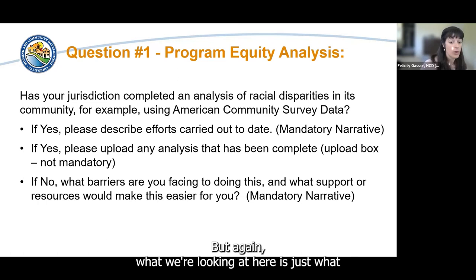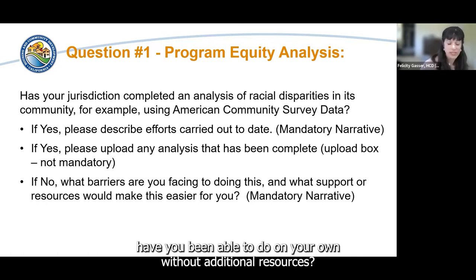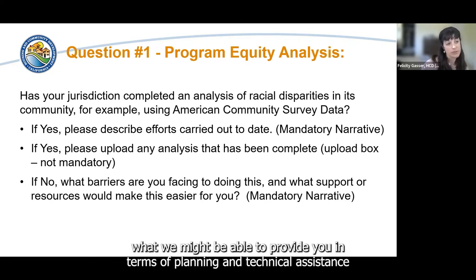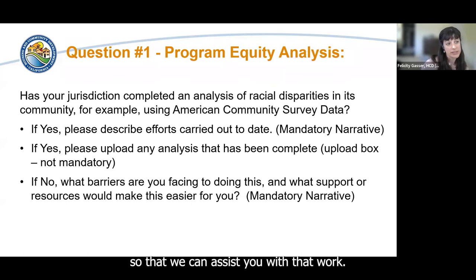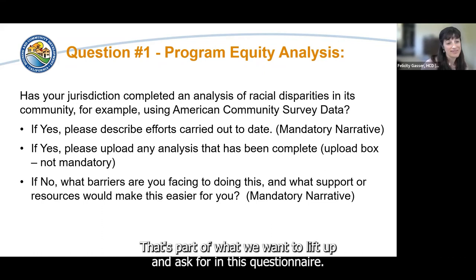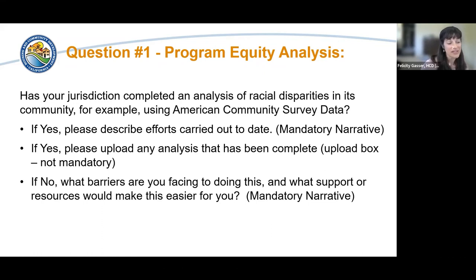But again, what we're looking at here is just what you've been able to do on your own without additional resources, and that will help inform what we might be able to provide you in terms of planning and technical assistance, so that we can assist you with that work. And then Lori's question, we don't have those examples yet. That's part of what we want to lift up and ask for in this questionnaire. So we don't have the data yet. That's why we're asking.